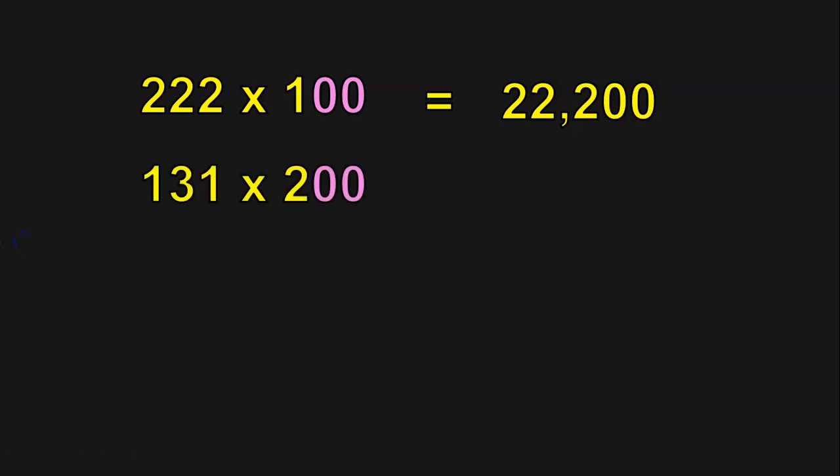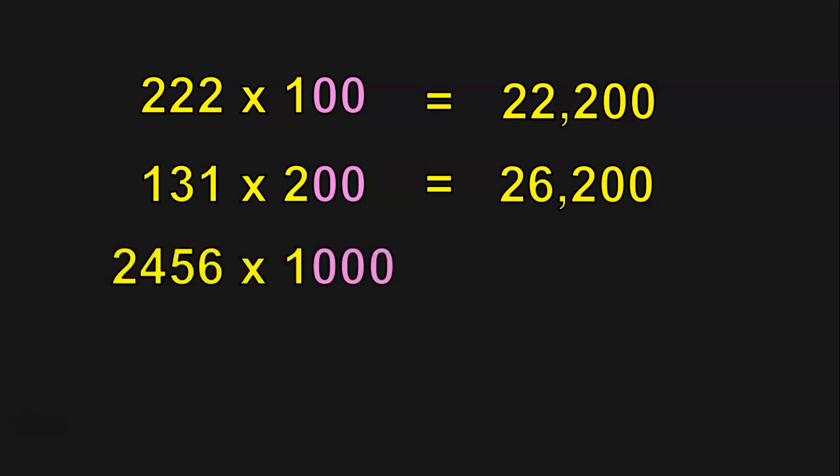Next, 131 into 200. What will we do? First multiply 131 into 2. 131 into 2 will give you 262. Now add 2 zeros to the end of the number and you will get the answer to be 26,200.